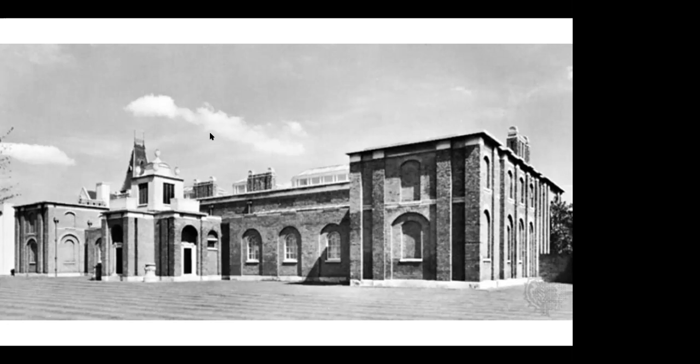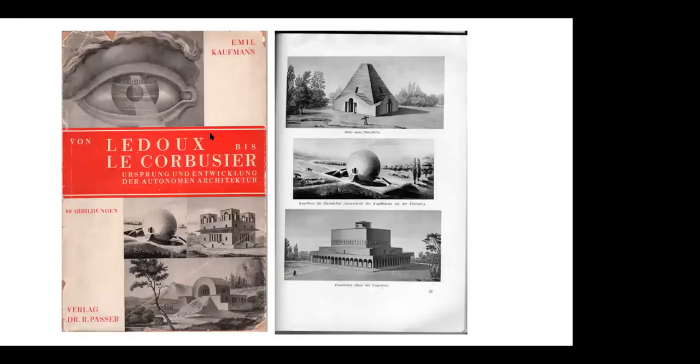So this was Soane in 1927, and it took until 1952 and Summerson to completely reevaluate the architecture of Soane. And it took the work of Emil Kaufmann, who worked on Ledoux in Paris from the 1920s through to the 1930s, was exiled in the late 1930s, first to London and then to New York. And his little book, Von Ledoux bis Le Corbusier, read in German by Philip Johnson, becomes someone who picks up Ledoux for architecture in the United States.